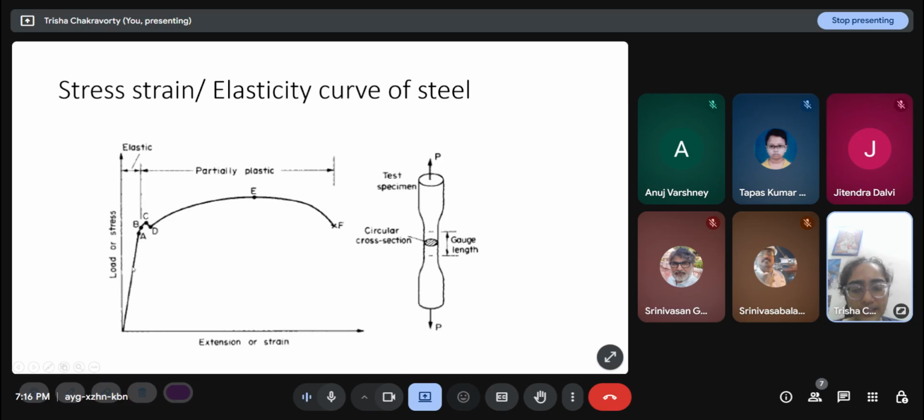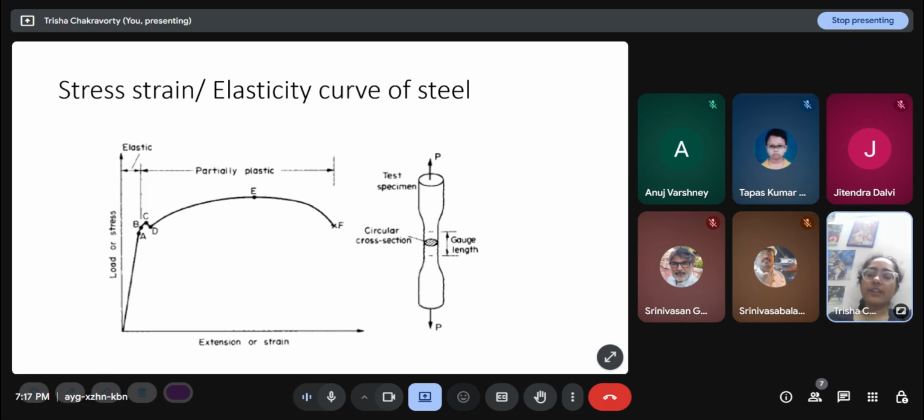So up to A, the graph is a straight line, so it follows Hooke's law, a linear elasticity. From A to B, the graph is non-linear, but it is still elastic. Elastic material means that if I remove the load completely, it will come back to its original configuration and the strain will go down to zero. So the curve goes up to B, and if you remove the stress, it retraces the curve and comes back to the origin.